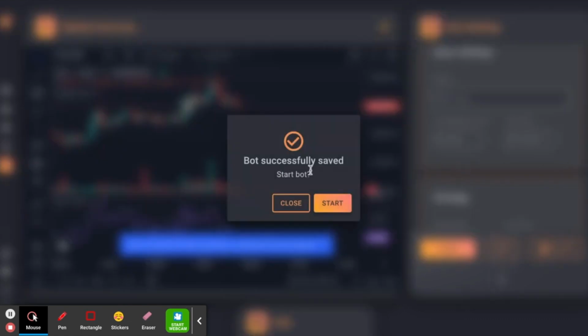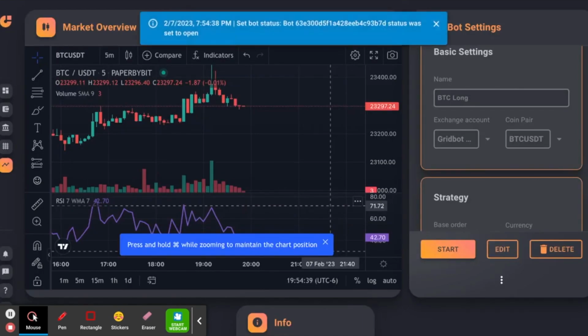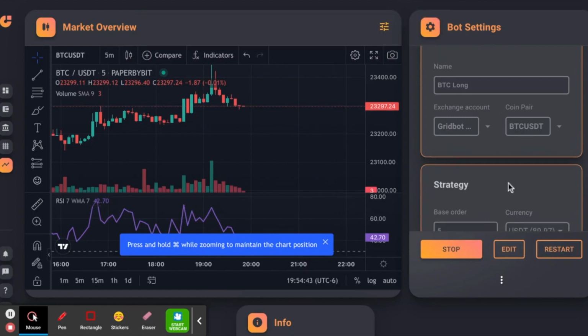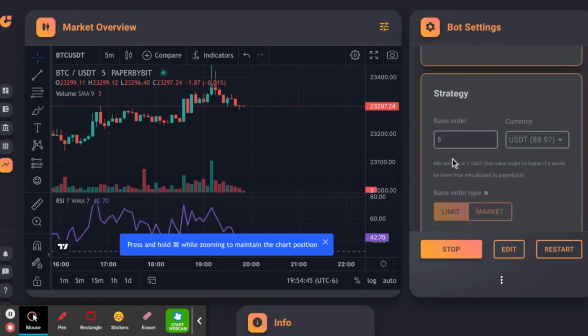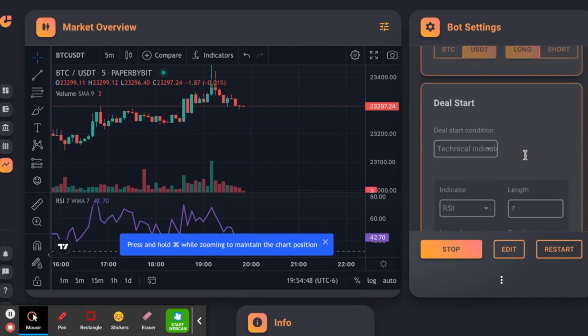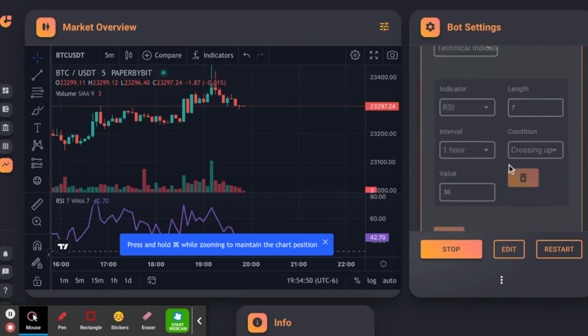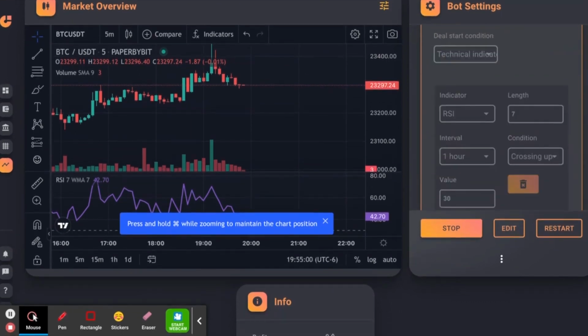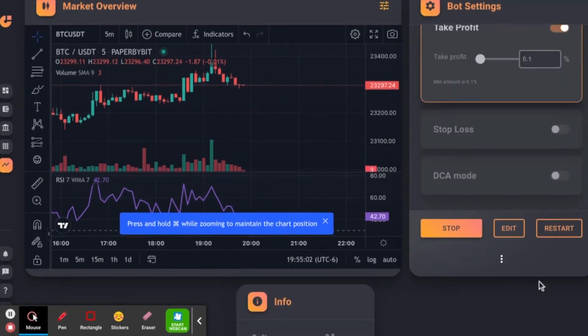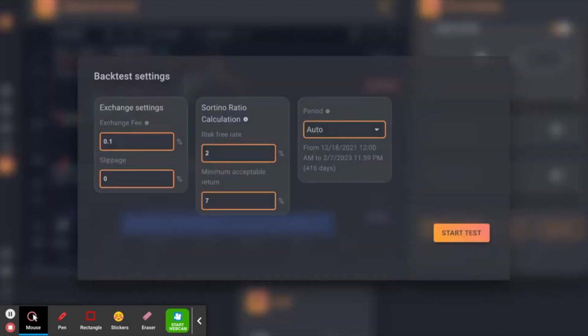Now, what I'm going to do is I'm going to say start. So it's going. It is going. And again, you're seeing it on the 5 minutes. But if we go down and we look at where it was, the interval is the 1 hour. Now, I can end up coming here. I could back test it. You can also back test it.